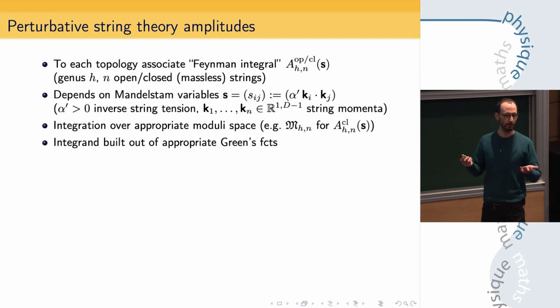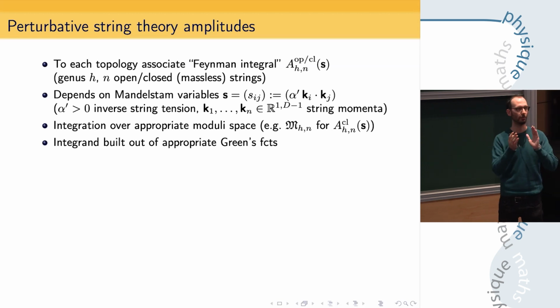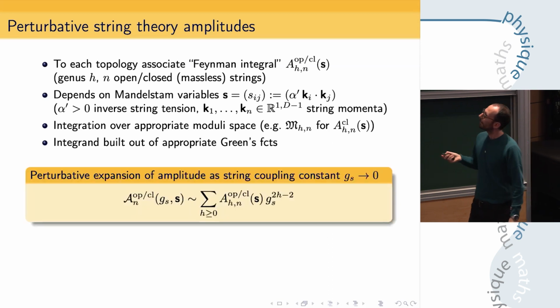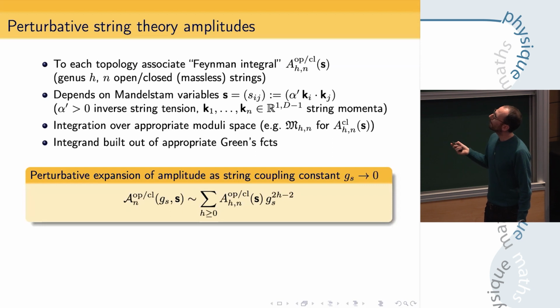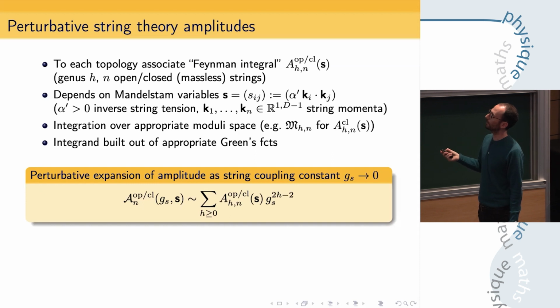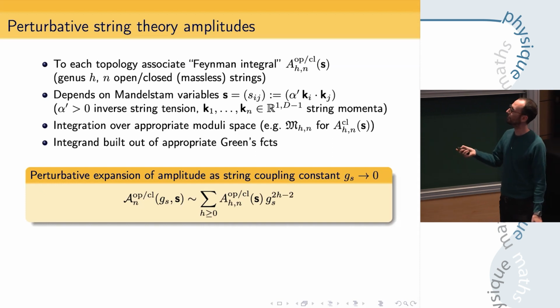It's just, let's just say it's built out of appropriate Green's functions, which tell you something about the interaction of the particles. So they're called the propagators in physics. And then the actual amplitude, which is the thing you want to compute and which depends on some parameter called the string coupling constant, if the string coupling constant is very small, turns out to have an asymptotic expansion of this kind, where these guys are precisely these Feynman integrals associated to the topology.